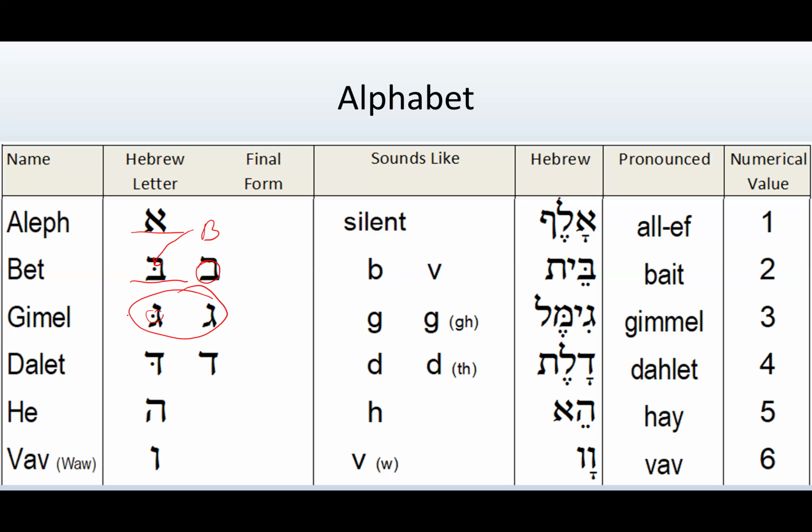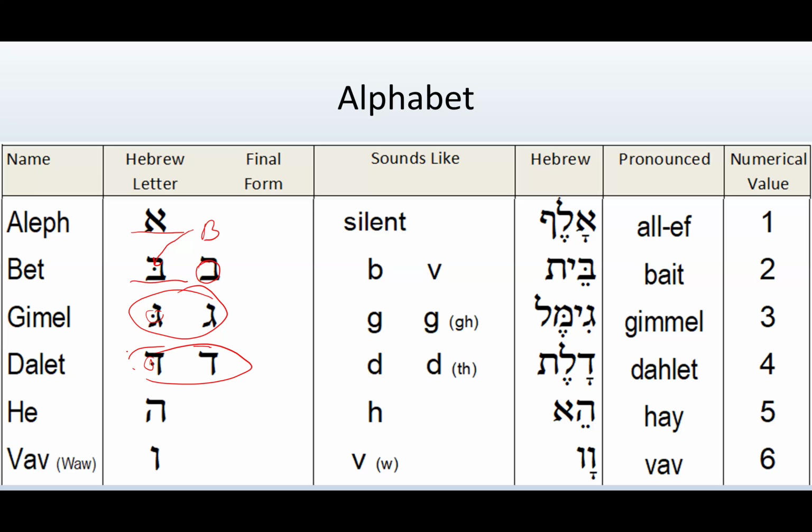Then Dalet also has a dagesh in it. Again, for modern Hebrew, it does not change the sound. We just use a plain old D as in door type of sound. Hey has an H sound. Vav has a V sound.